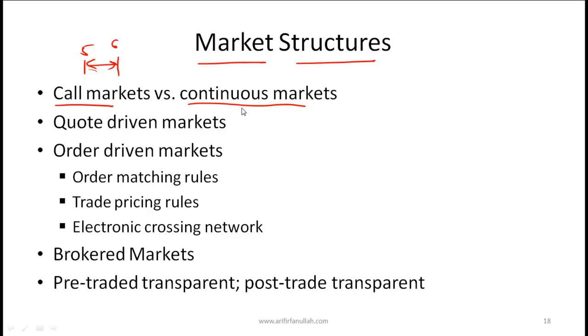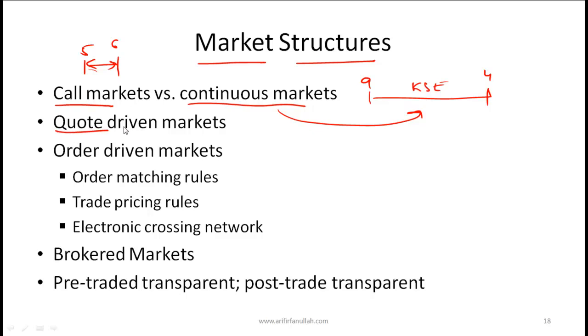In a continuous market, we have basically trading that can take place throughout the trading day. So from say 9 a.m. to 4 p.m., if that's our regular market time, then say, let's take the example of the Karachi Stock Exchange, that would be a continuous market where trading can happen anytime during these trading hours. So that is called a continuous market.